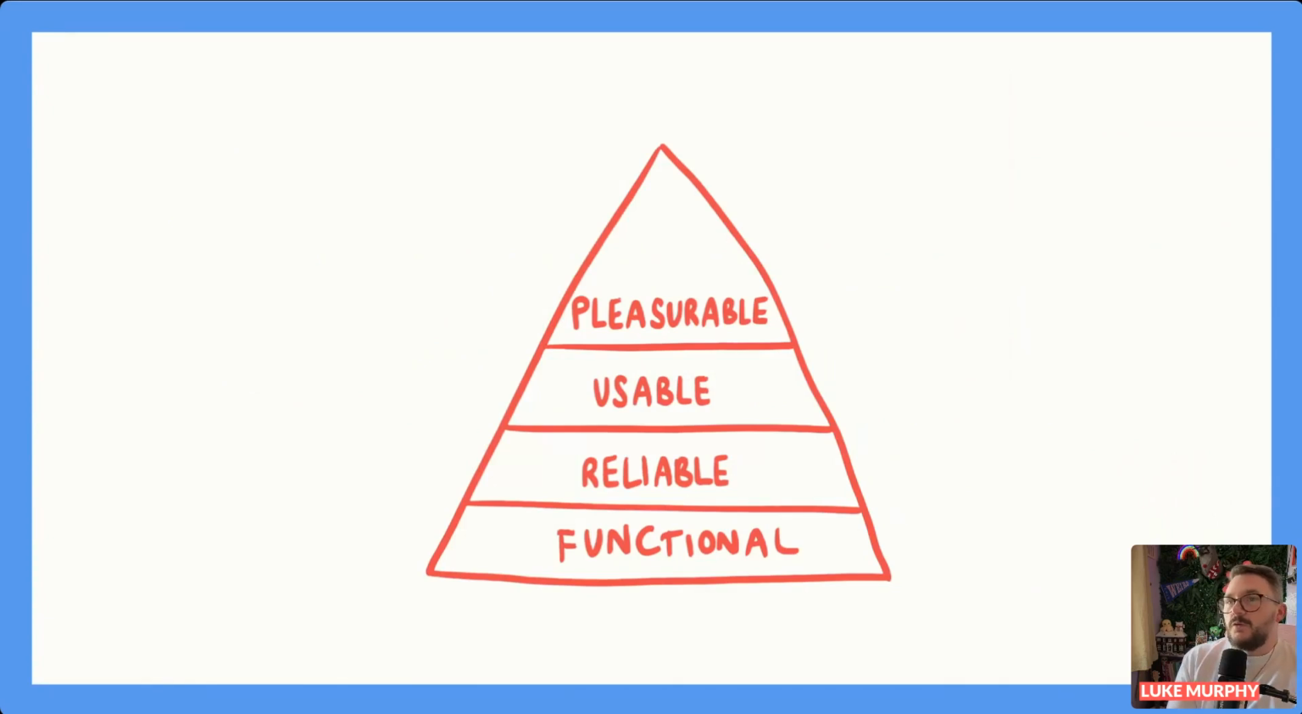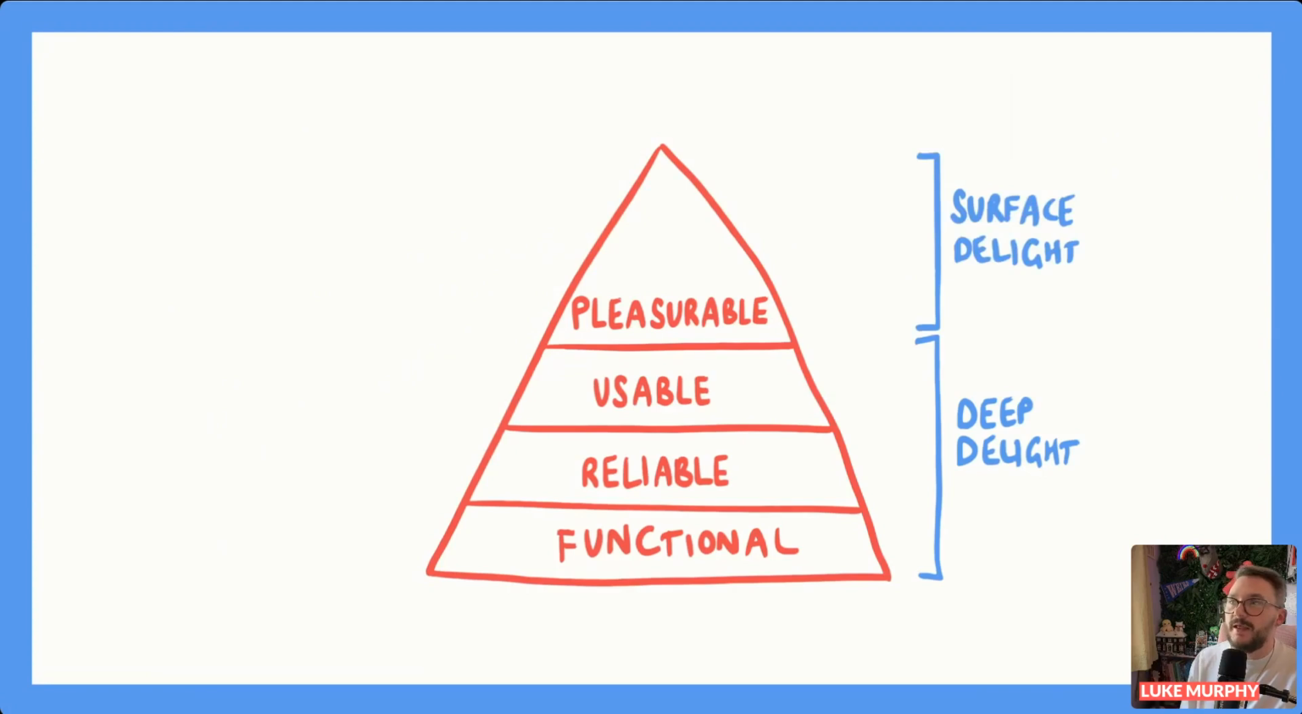Aaron Walters talked about this in his book Designing for Emotion, where he redrew Maslow's hierarchy of needs into his hierarchy of user needs. He argues that we can't achieve anything further up that pyramid of delight, so the pleasurable bit, without first achieving the parts lower down. Namely, that your experience is functional, reliable, and useful. He categorized those bottom three as areas of deep delight and the top bit as surface delight.